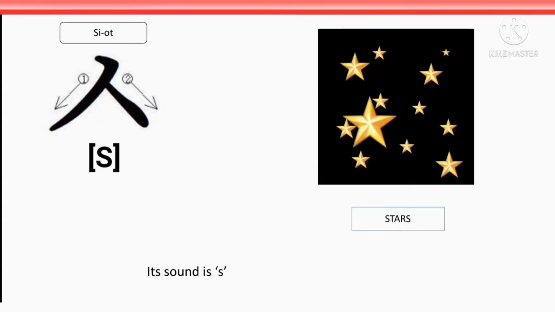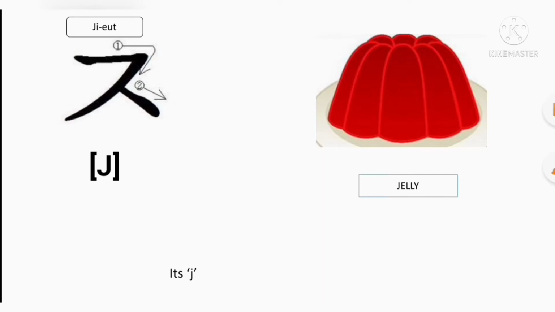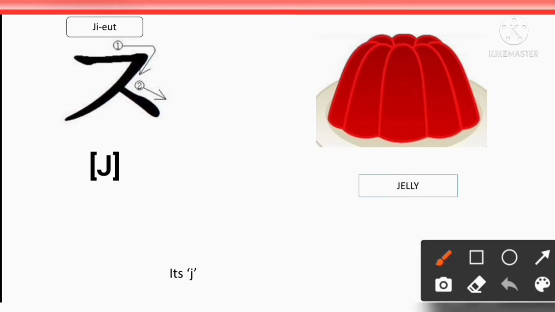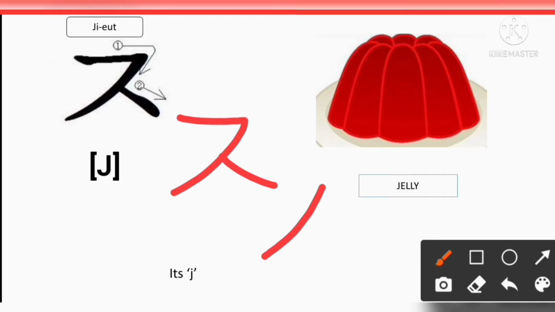It's all very easy. This consonant is Jieut, which sounds as J. I know that I've written J, but it sounds as J. Actually, this Hangul pronunciation is very similar to Hindi ones. Example, jelly, and this is very similar to Siot. So it is 1, 2, and 3. You can see that this is Siot, and by adding one line, it has now become J.